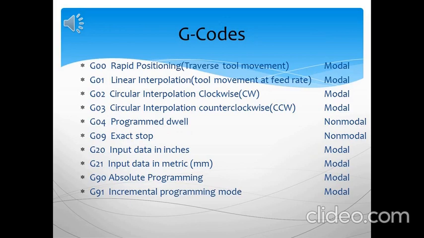Some of the G codes and their functions are given here. G00 is used for rapid positioning. G01 is used for linear interpolation. G02 is used for circular interpolation clockwise. G03 is used for circular interpolation counterclockwise. G04 is used for programmed dwell. And G90 is used for absolute programming. G91 is used for incremental programming mode.